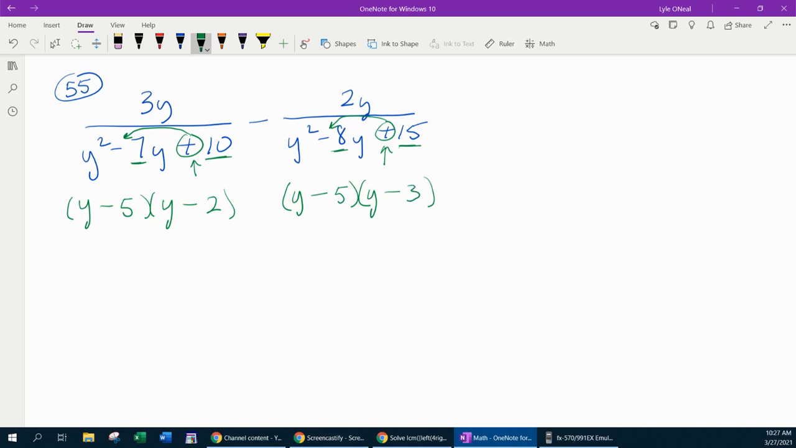And now I need to find a common denominator. So these denominators share a factor of y minus 5, but this denominator has a y minus 2. So the other denominator says, hey, I want a y minus 2 also. And so you got to give it to him. But whatever you do to the bottom, you got to do to the top. And now the first denominator looks at the second one and says, hey, he's got a y minus 3. I want one. And so you got to give him a y minus 3. Whatever you do to the bottom, you got to do to the top. And now all three factors are represented in the common denominator.